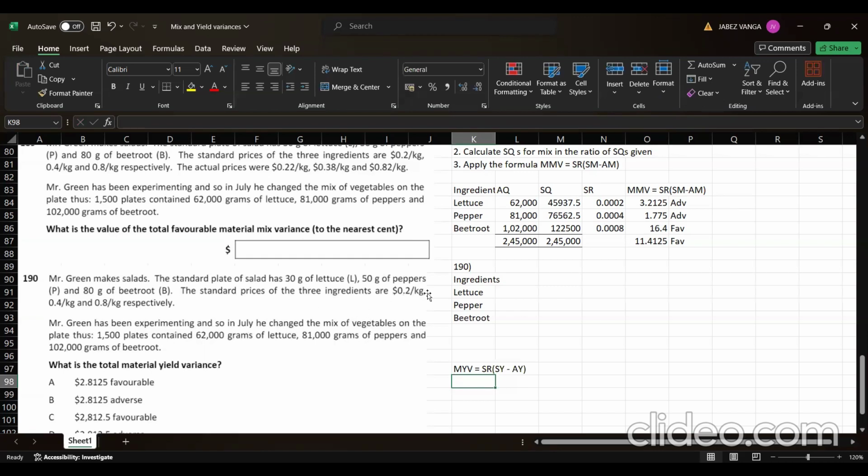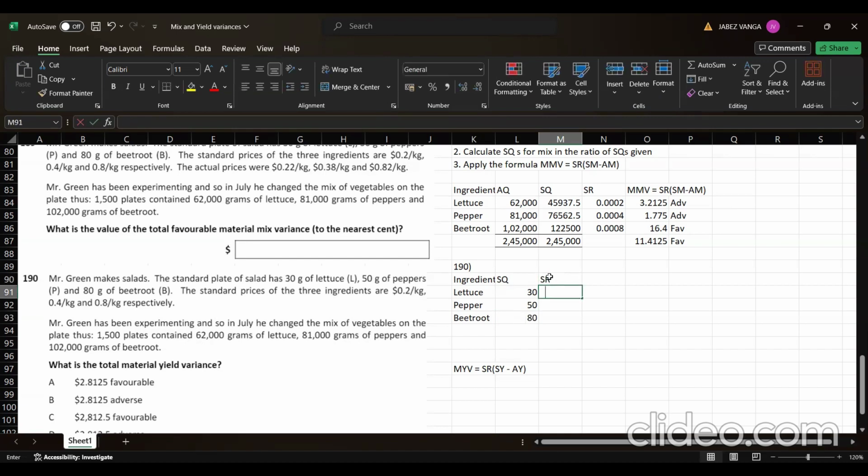The rates are given per kg, but the quantities are given in grams. So we need to be careful. Already we have applied this when we were calculating material mix variance. So let's take that very carefully about what those quantities and rates are. Standard quantities are given as 30 grams, 50 grams, and then 80 grams. Then we have standard rate.